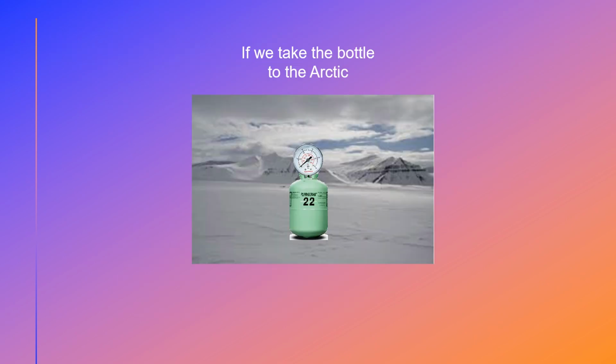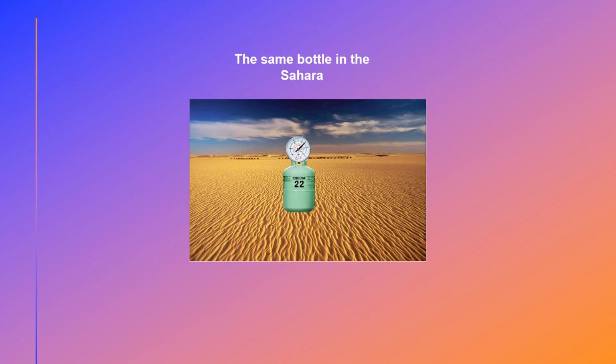And if we would take this bottle with the gauge fitted up to the Arctic, and at minus 41 degrees Celsius, the bottle pressure will be 0 bar G or 1 bar A. We'll try and explain the difference later. Now, if we were to take the same bottle to the Sahara at 50 degrees Celsius, the bottle pressure will be 18 bar G or 19 bar A.